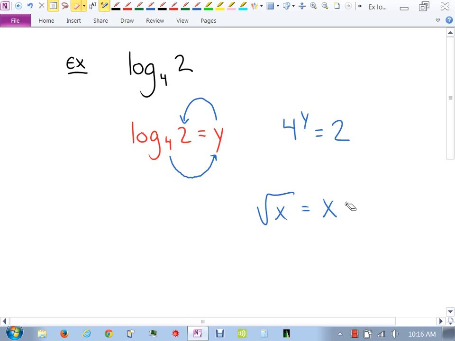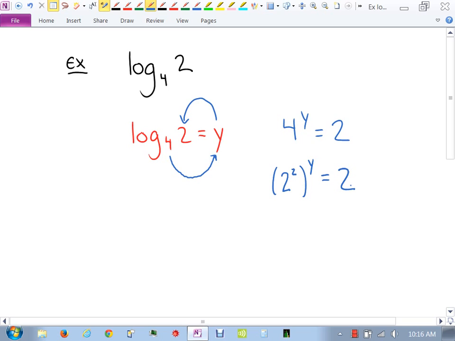Maybe you don't remember that. It's okay. I need to show you a different way, though, okay? Let me show you something. Do you agree right now that 4 is actually 2 squared? So you agree that that's the same problem. 4 to the y equals 2 is the same as 2 squared to the y equals 2.